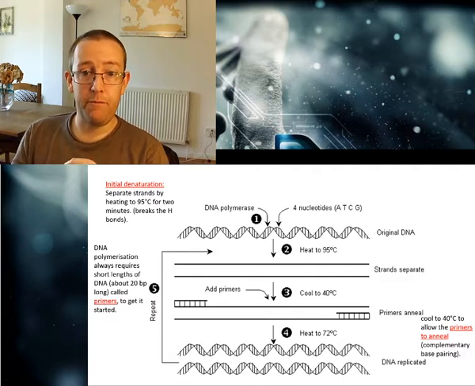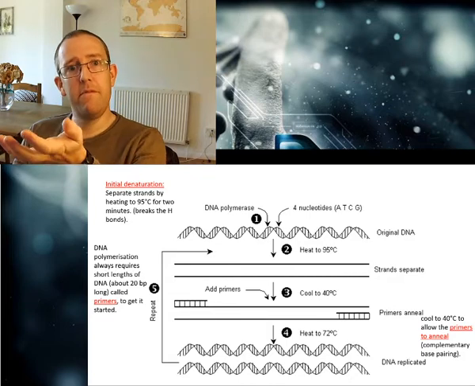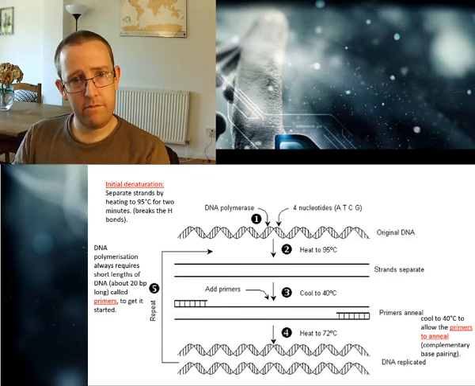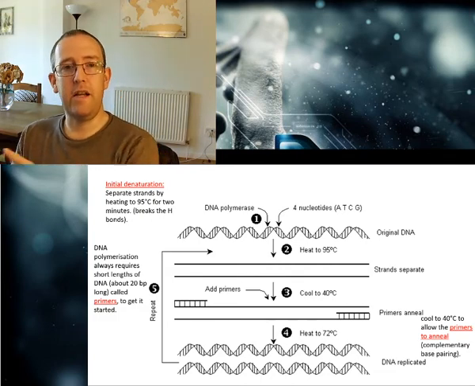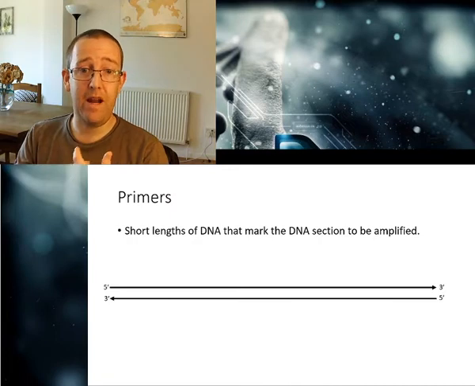Then, from point 4 down here, you simply go back round to point 2. You heat them up again, so they separate, you cool them down, so more primers anneal, and from 2 you go to 4, then from 4 to 8, 8 to 16, and so on and so forth. So very rapid amplification.